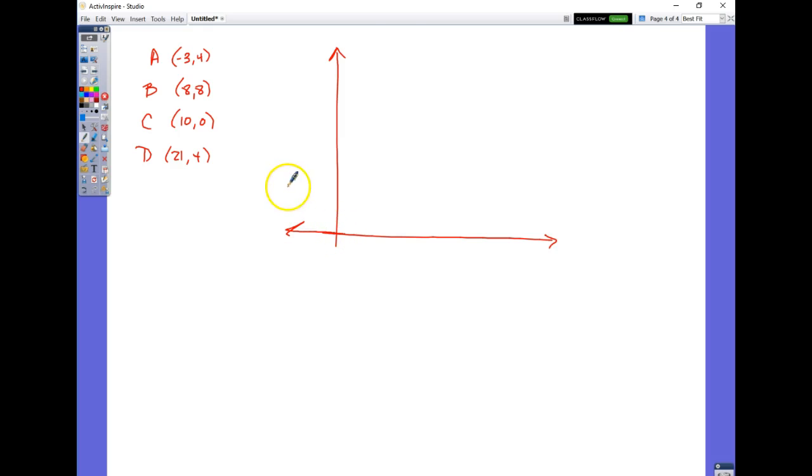So we want to go to -3, 4. That looks like about -3, 4. I want to go to 8, 8. That looks somewhere about here. It's further out here and it's above here. I want to have -10, 0. So that's somewhere a little bit further and on the x-axis. And then way out here in the middle of nowhere, equal to height to A, is 21, 4.